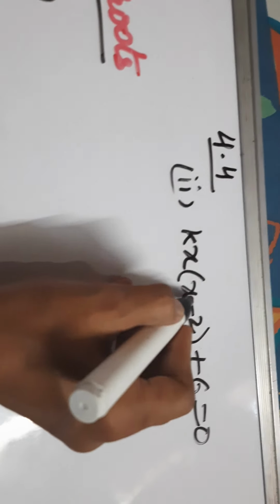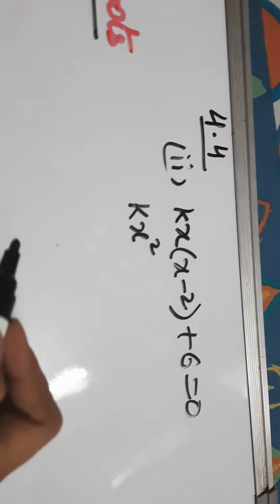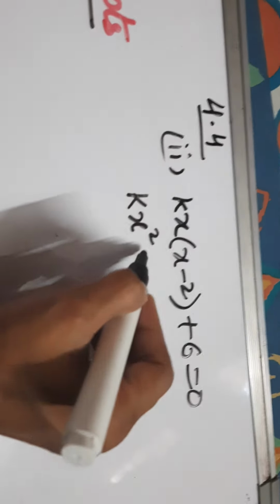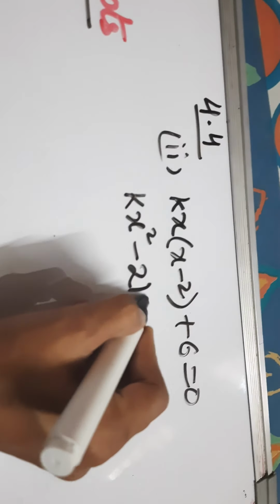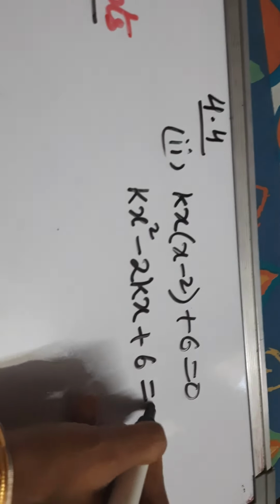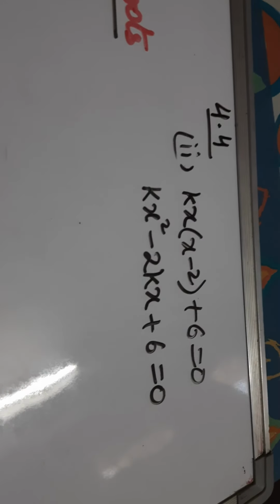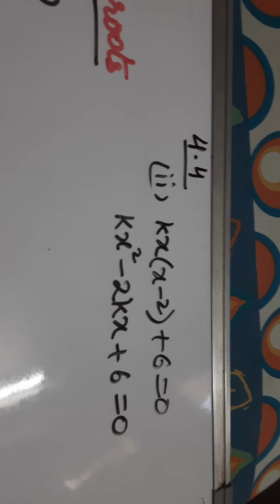So kx into x, what does it become? kx square, x into x, x square. Then minus 2 into kx, 2kx. Then plus 6, it is outside the bracket, so do not multiply it, plus 6. Now you can see that the equation has reduced to quadratic form.